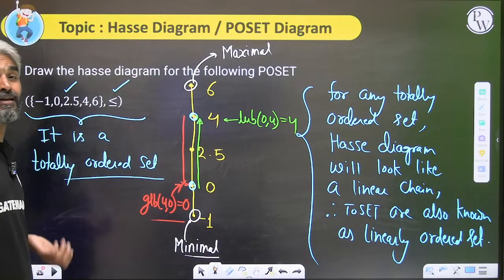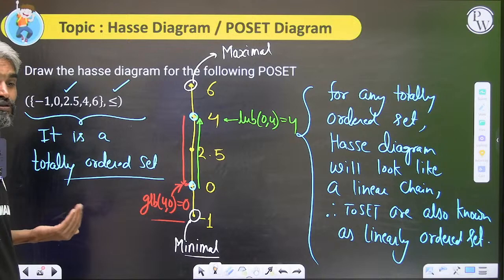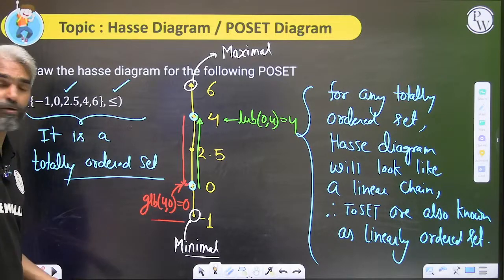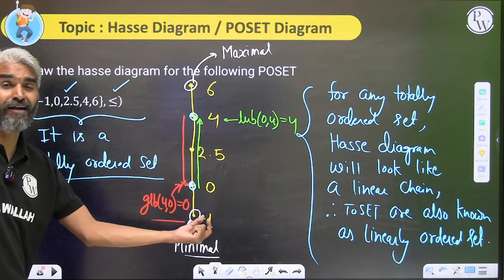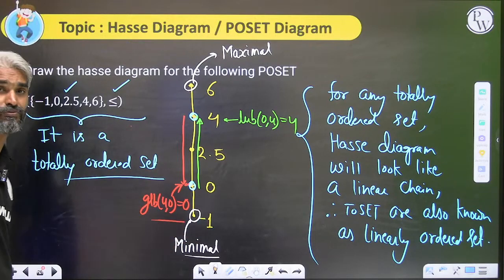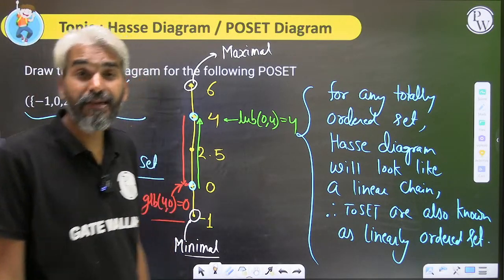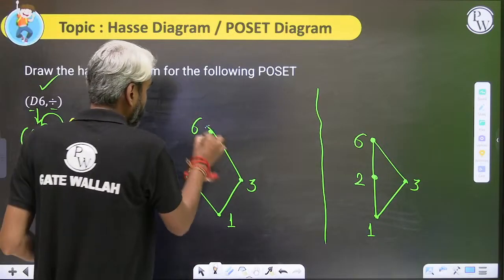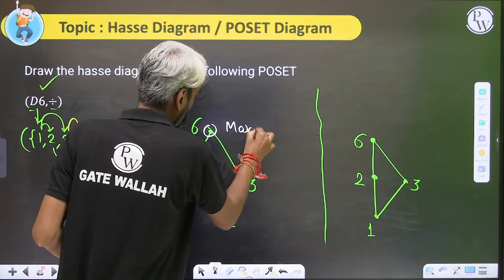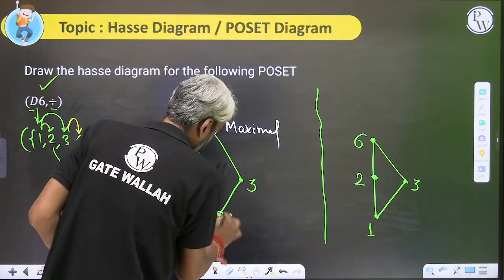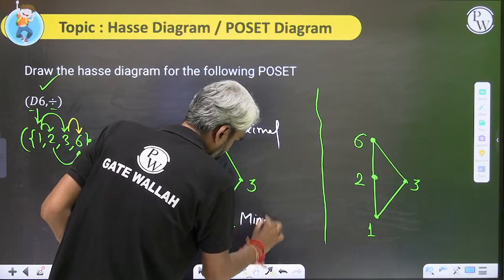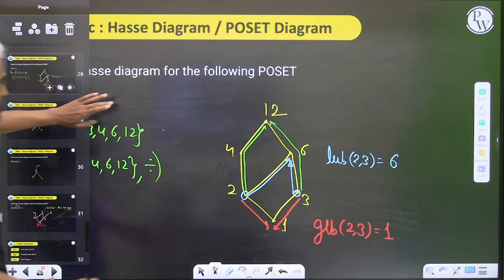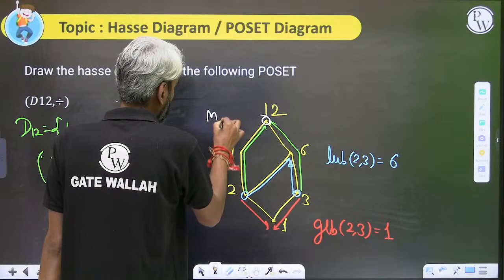So when do we say that an element is a minimal element? If there is no element which is at the lower side of a given element, then that element will be called minimal. There is no other element apart from -1 which is at the lower side of -1. Therefore, -1 is the minimal element. So this is maximal. This is minimal.